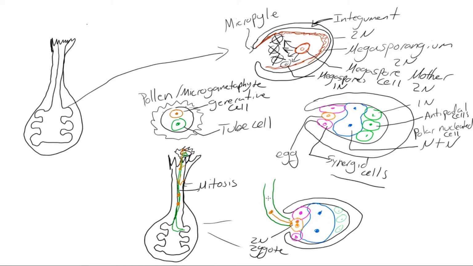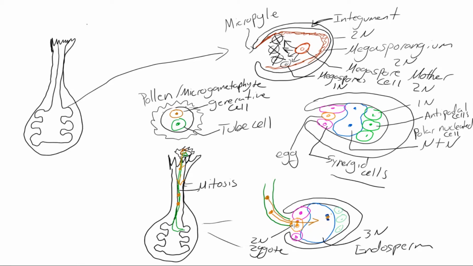And that other DNA that was created is going to go past the egg and actually fertilize this polar nucleated cell. Once that happens, all three of these nuclei are going to fuse. All right. So now we have a cell that has three nuclei that are fused together that is actually triploid. And we call this cell the endosperm.